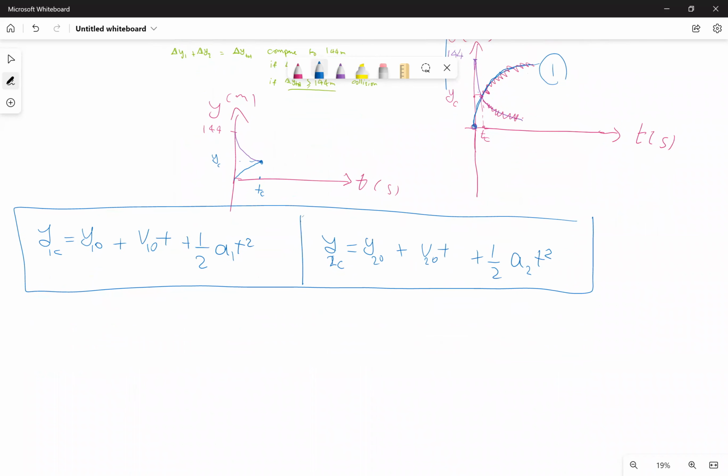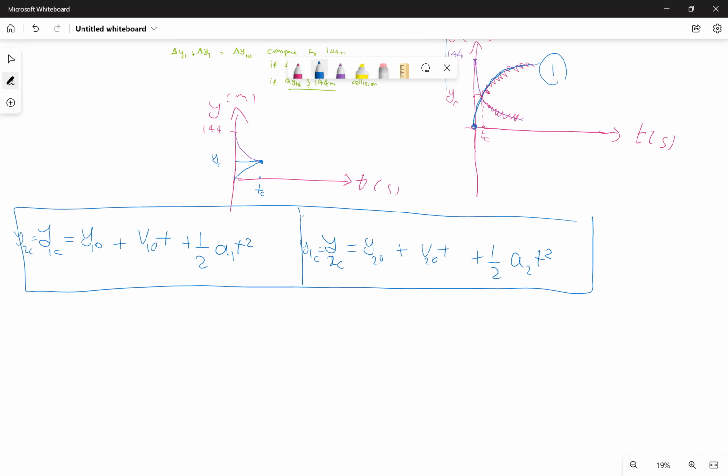And if there is a collision, y1c and y2c are going to be exactly the same. y2c is going to be equal to y1c. They're going to be exactly the same, at one position at time tc. You can call this tc, but I'm going to leave it as t.